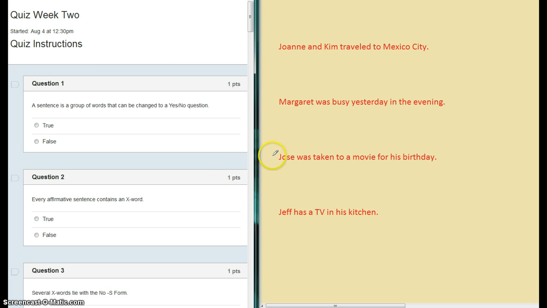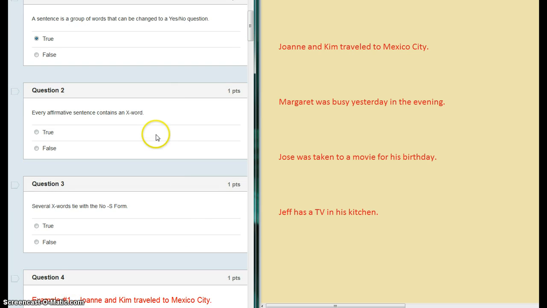A sentence is a group of words that can be changed to a yes or no question. Absolutely true. Every affirmative sentence contains an X word. That's false. We talked about that last week. Several X words tie with the no S form. That's absolutely false. The no S form doesn't tie with X words at all.